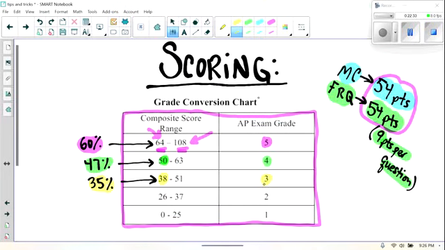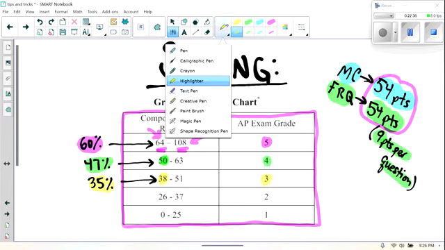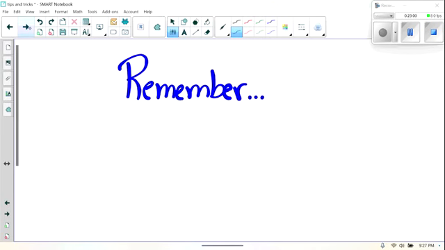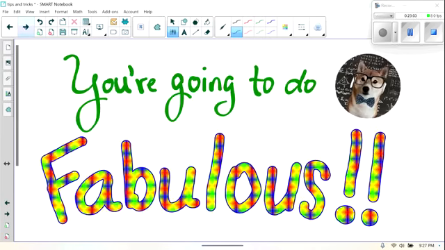Okay? It is very highly likely, in fact, common, that you can get a 4 or 5 easy. In fact, I think at least 60% out of all kids score in this range. And there are 330,000 kids across this country or something that take this exam. You got this. So, remember, kids, you're going to do fabulous. Knock it out of the park.